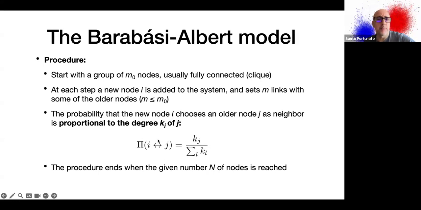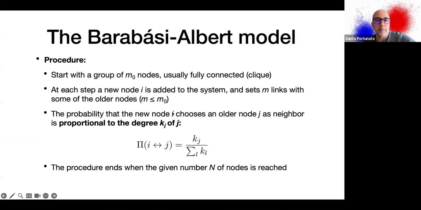So this expression here means the probability that I chooses J as a neighbor is proportional to how many neighbors J already has, which is Kj, the degree of J. The denominator is used to normalize this, to turn it into a probability, so that when you sum over all the nodes which are already there, all the J, which are potential choices of neighbors for I, the result is equal to 1. In fact, if you sum over all J's, you get the numerator equal to the denominator, and the result is going to be 1, as it should be for this to be a probability.